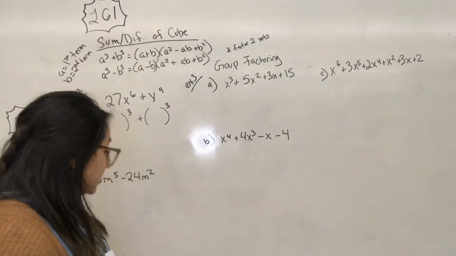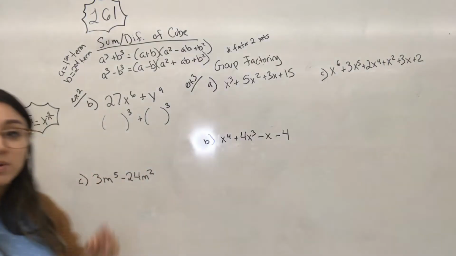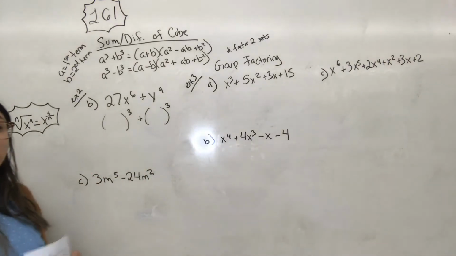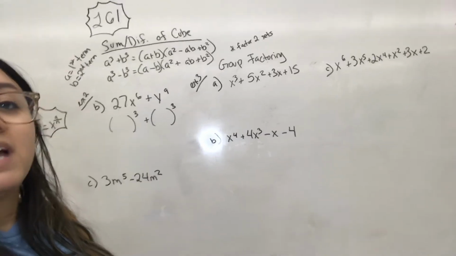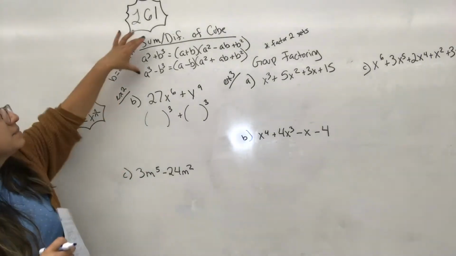What is new in this lesson is the other examples. So we're going to learn two different types of factoring. Here, I'm going to go ahead and move this to the side. We have two different types of factoring. We have the sum and difference of cubes. We'll do that one first. Sum and difference of cubes.